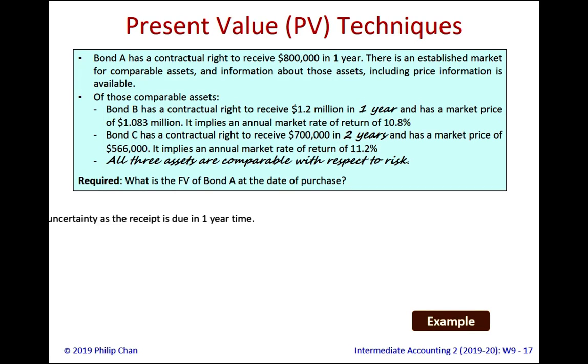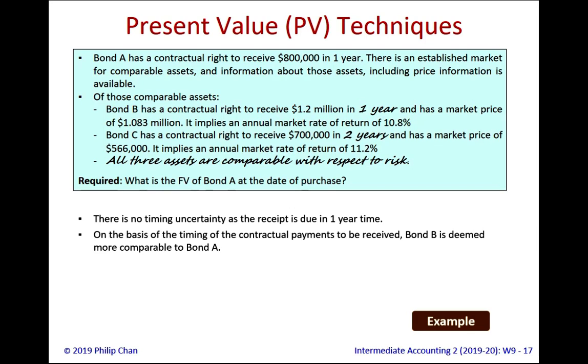Well, basically what we have to do first is choose bond B or bond C as a comparable asset. By choosing bond B, we don't have much problem with timing uncertainty because both are receiving some money in year 1. However, bond C will be receiving 700,000 in 2 years, which is different. On the basis of the timing of the contractual payments to be received, bond B is deemed more comparable to bond A, as I just mentioned previously.